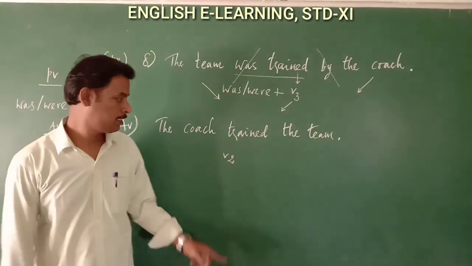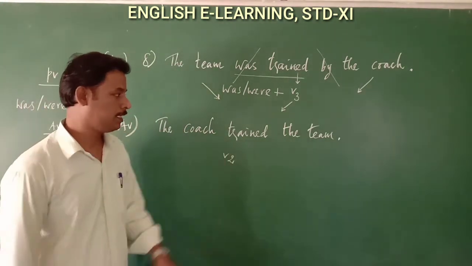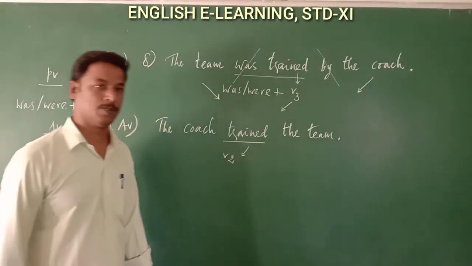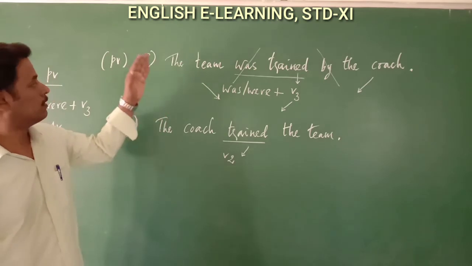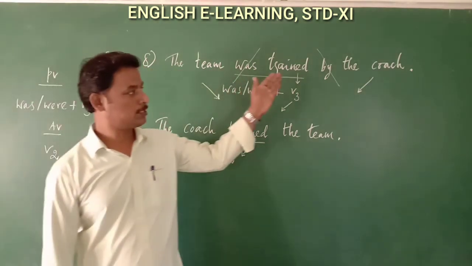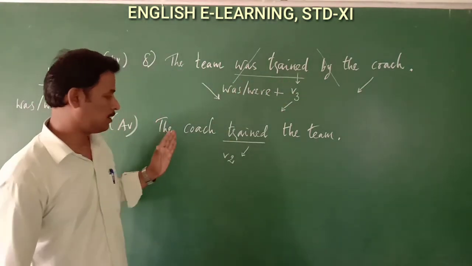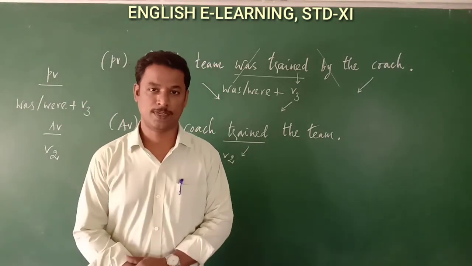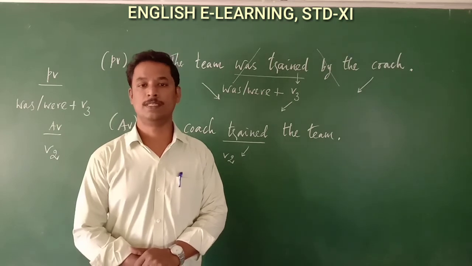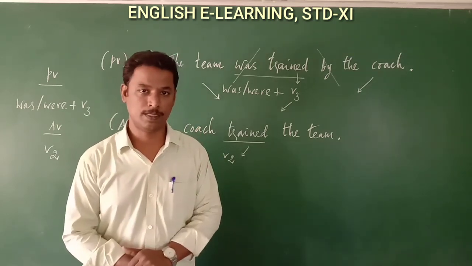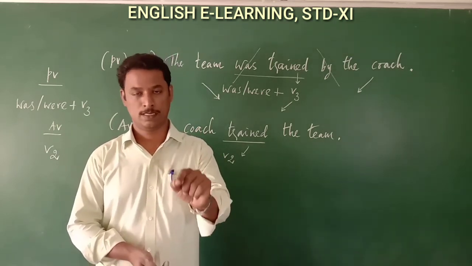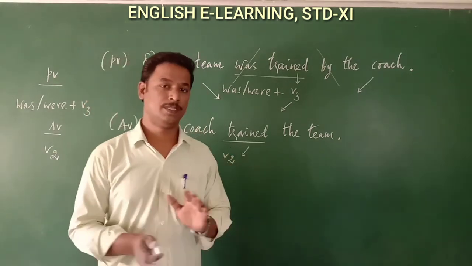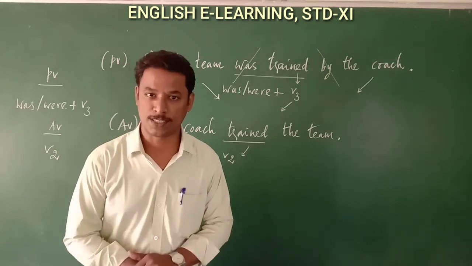Now look at the sentence. The coach trained the team. So the verb is in past tense, verb 2. Okay, fine. The passive voice is the team was trained by the coach, and the active voice is the coach trained the team. Right, students? So we have discussed all the 8 examples which have taken place in the textbook page number 78. So with this we can wind up this session.